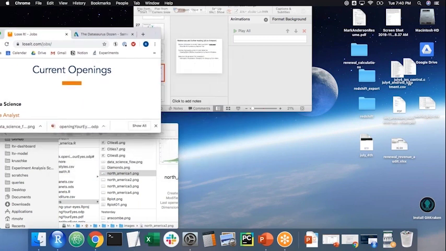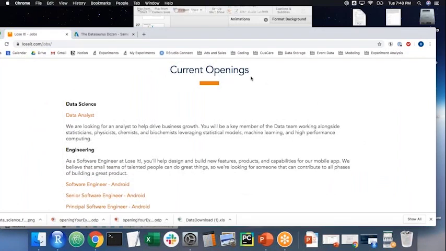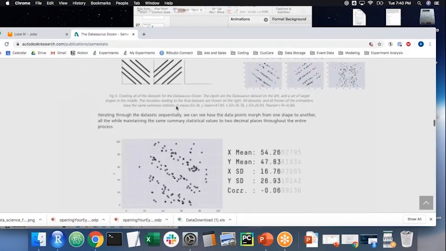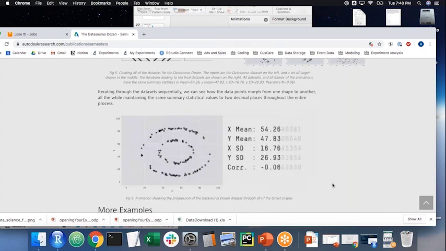I did promise, now that we're past technical difficulties, the data source dozen. Check this out. Those points are maintaining that level of precision even while they're moving between the different patterns.